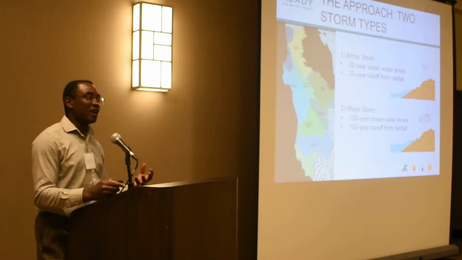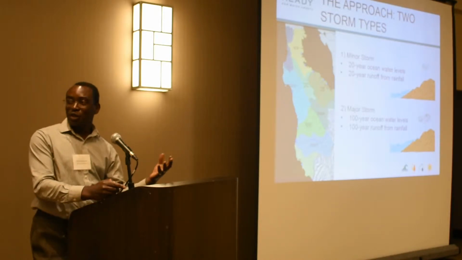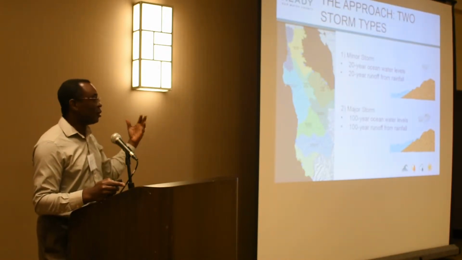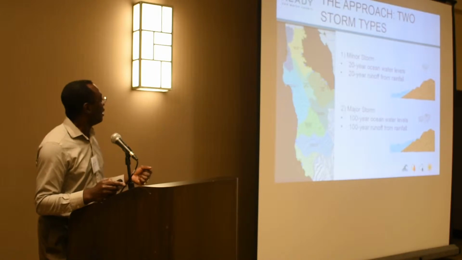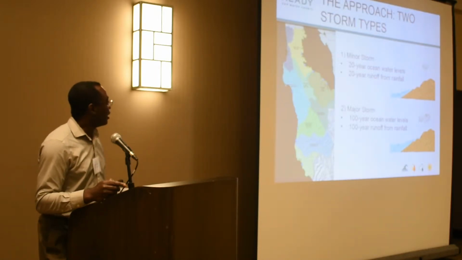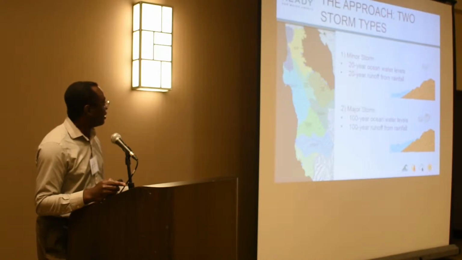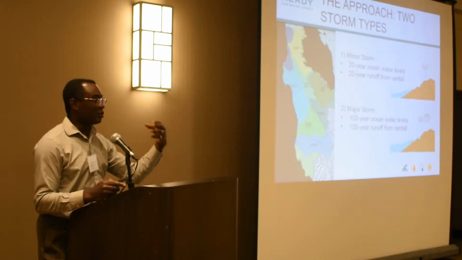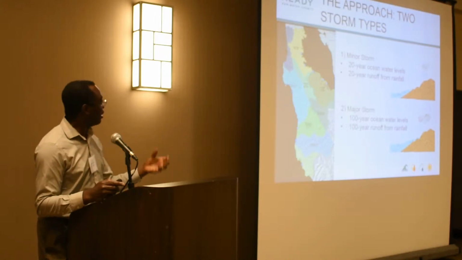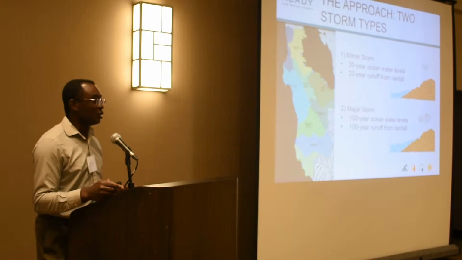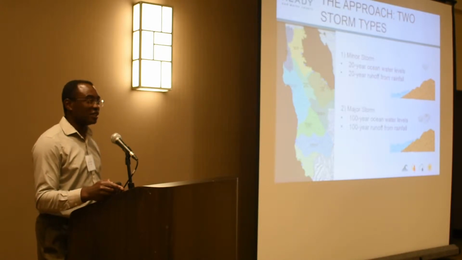And we modeled two kinds of storms. A minor storm, which we expect to see about once every 20 years, and a major storm, the kind you'd expect to see once every 100 years. Our model essentially uses the boundary condition we've talked about, which includes the sea level, in combination with the rainfall coming off of the land surface.